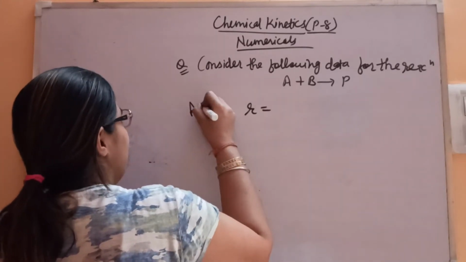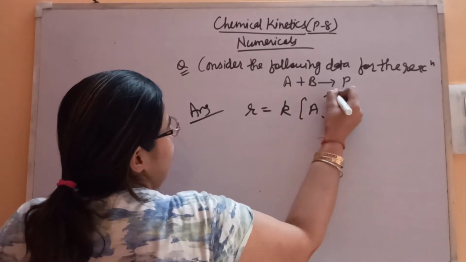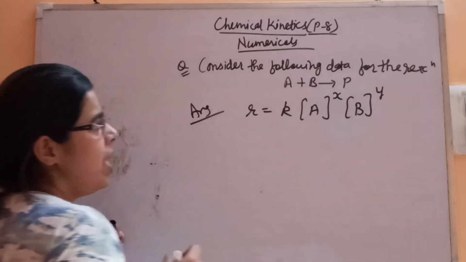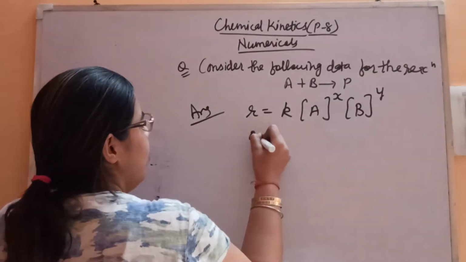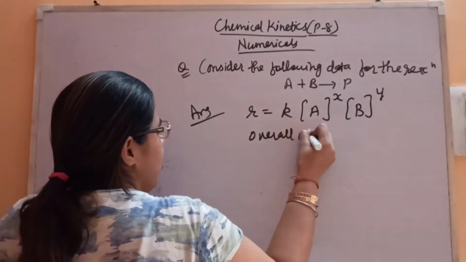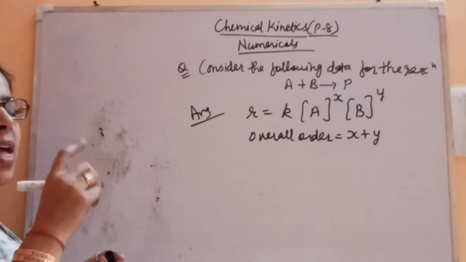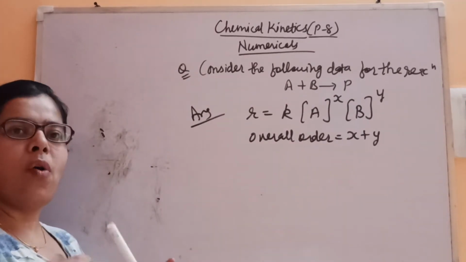This is the solution. Rate of this reaction, how will we write it? A to the order, let's say this is X, and B to the order, say Y. So we have to calculate X and Y with respect to A and B, and then the overall order we know is X plus Y. From the given data, you have to calculate X and Y. Now how will we calculate?